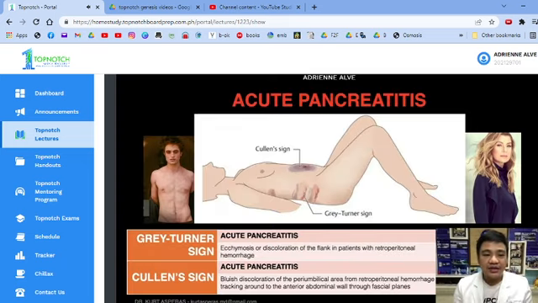We have what we call the Grey Turner and Cullen signs. Okay, so the Grey Turner is the one on the flank. If you have discoloration on the flank side, as shown in the picture of Dr. Meredith Grey, that's the Grey Turner sign. Whereas on the other side, Edward Cullen or the Cullen sign, if you have bluish discoloration in the center or in the periumbilical area, that relates to acute pancreatitis.